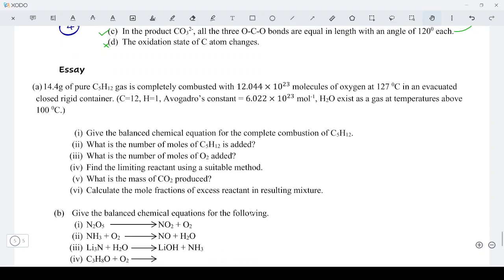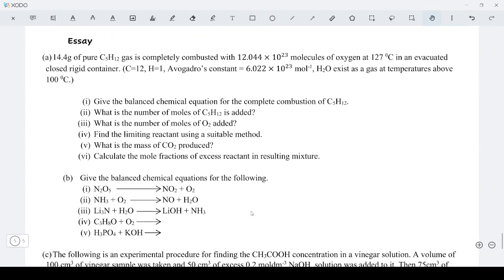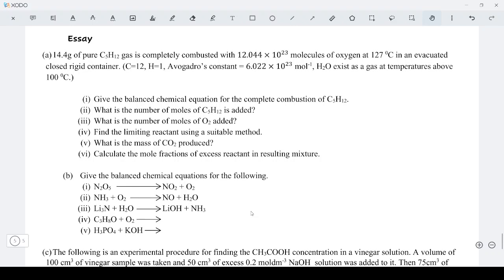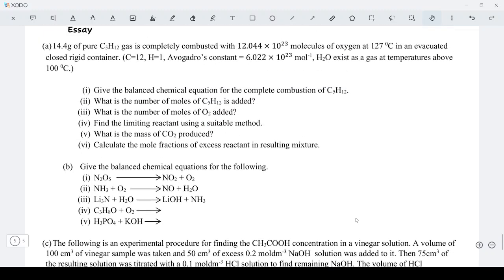Now I'm going to show you the answers of the essays. I'm not going to write and discuss. I'll go to the answer scripts and share them with you. This is our essay questions, and it has 3 parts.